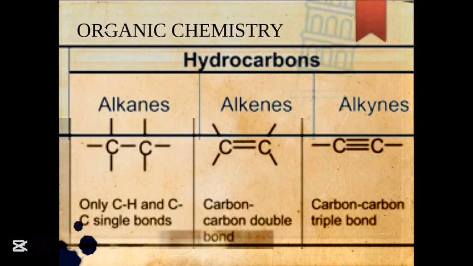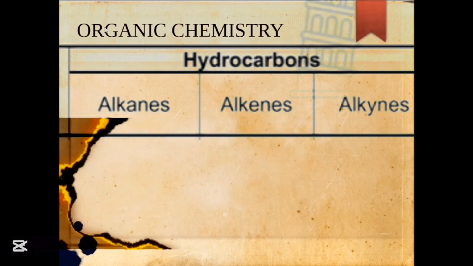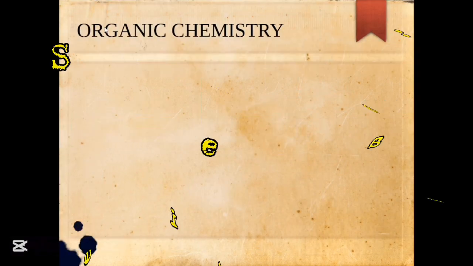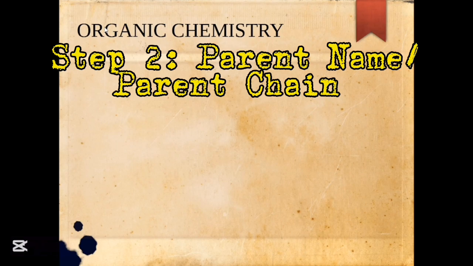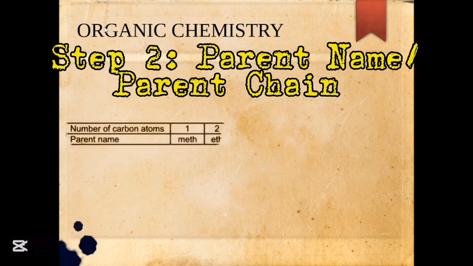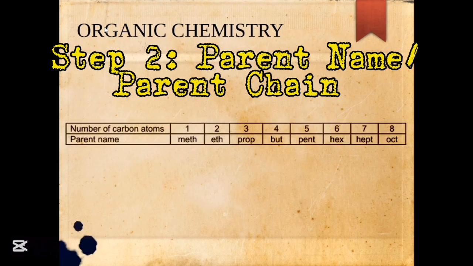So remember, at the start of this video, I mentioned that each line represents a bond. Between carbon and carbon, in alkanes we have only one line, so this shows that it's only a single bond. In alkenes we have two lines, this shows that we have double bonds. And in alkynes we have triple bonds, which is shown by the three lines. Step number 2, parent name or parent chain. In the parent chain, we will be counting the number of carbons.